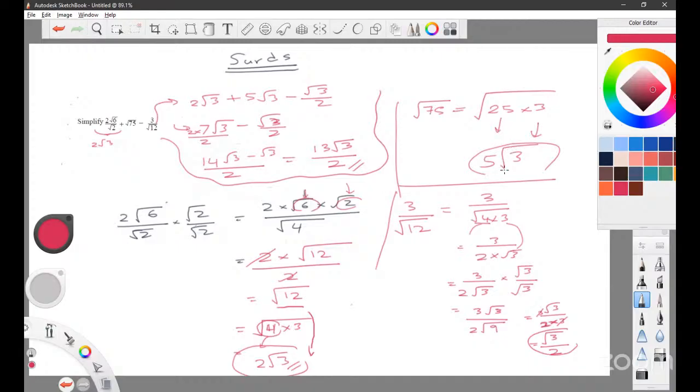Because the second term ends up with root 3, root 75 is 5 root 3. But if you keep the first term as root 12, those are two different terms, two different surds. And the thing is, you have plus and minus, it's not multiplication. That means surds are not multiplied.